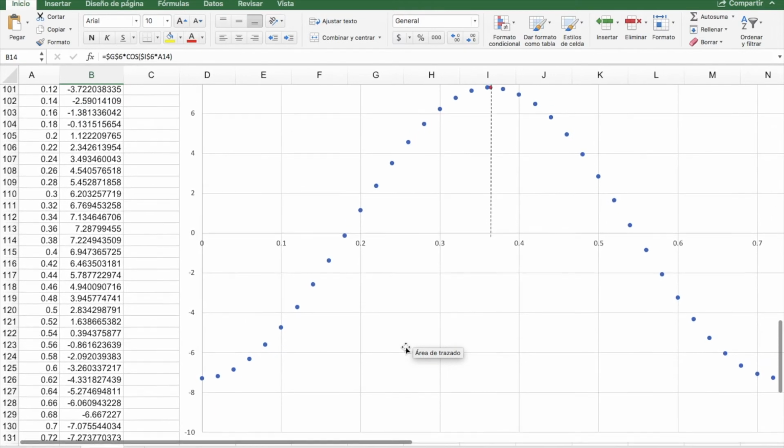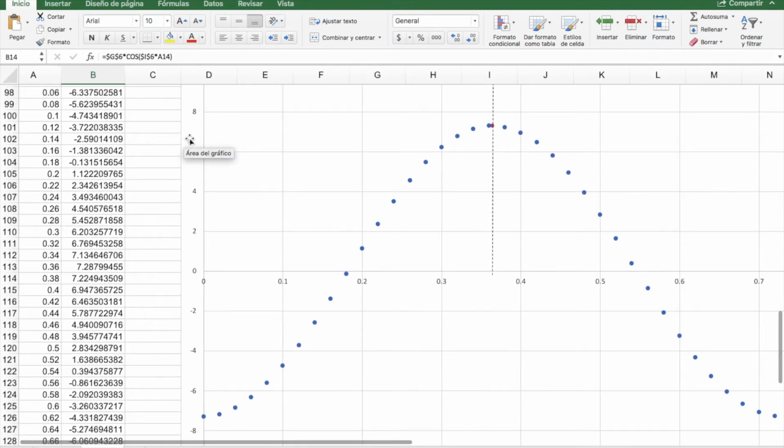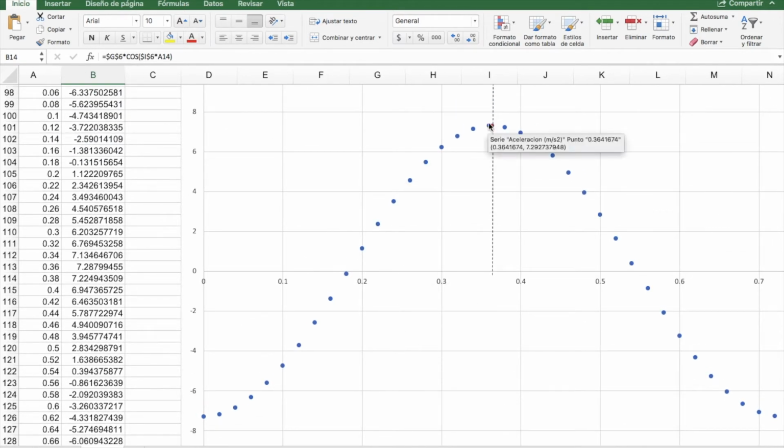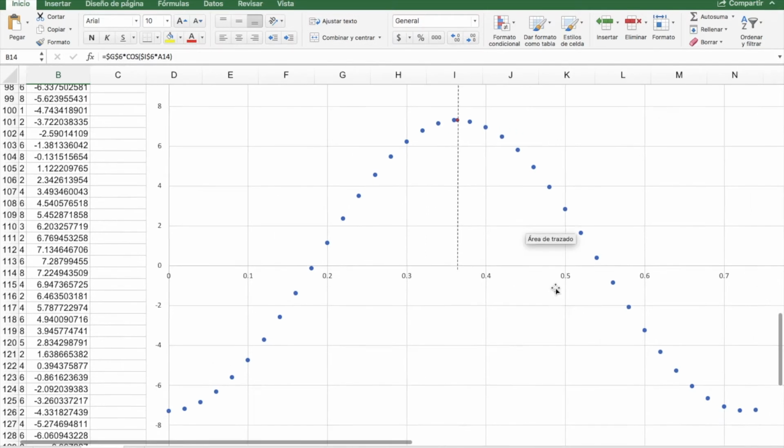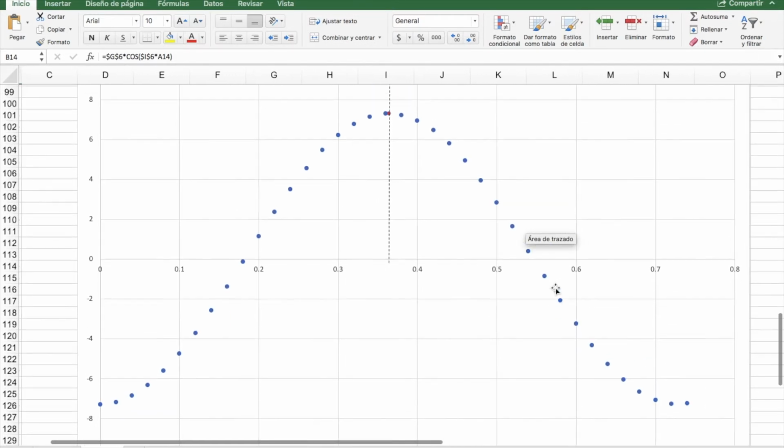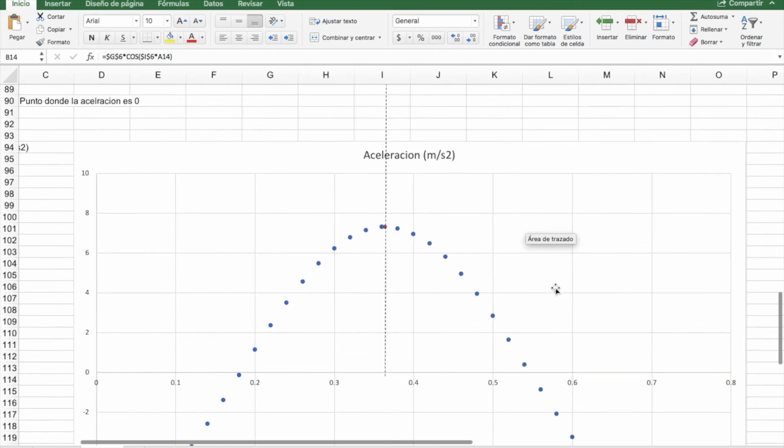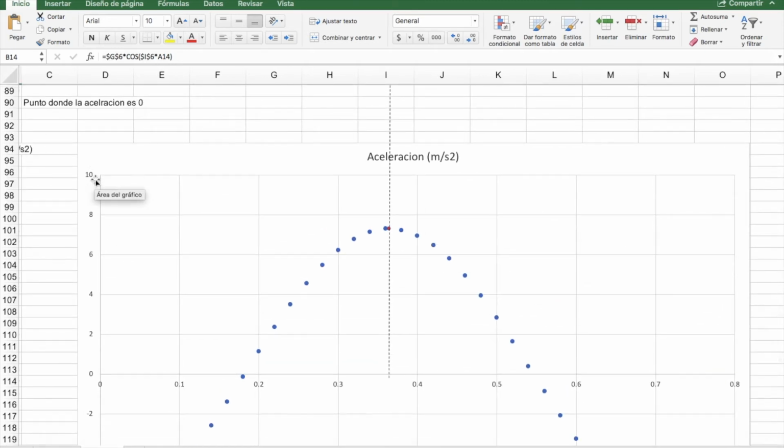Also here we have amplitude. As you can see here, this is like 6.5. It's like 7.5, and here it's also 7.2, just like that. So all this graphic, this is the acceleration and this is the time. This is a function of time.